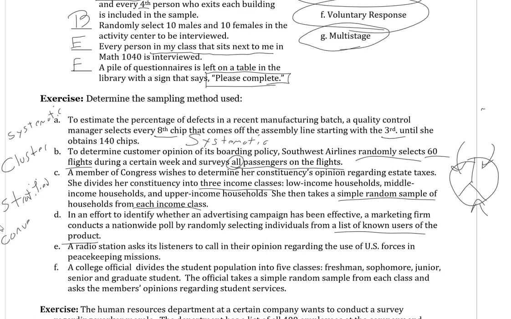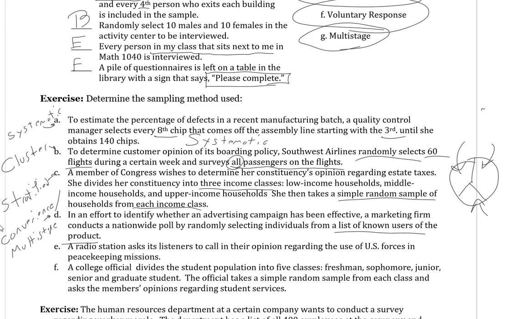So convenience or possibly multi-stage, because it includes convenience and a little bit of randomness there too. So that's what I would probably argue. Some might say that it is just purely random, but there's definitely a problem there with the list of known users. So it's a small thing, but a thing to look out for.